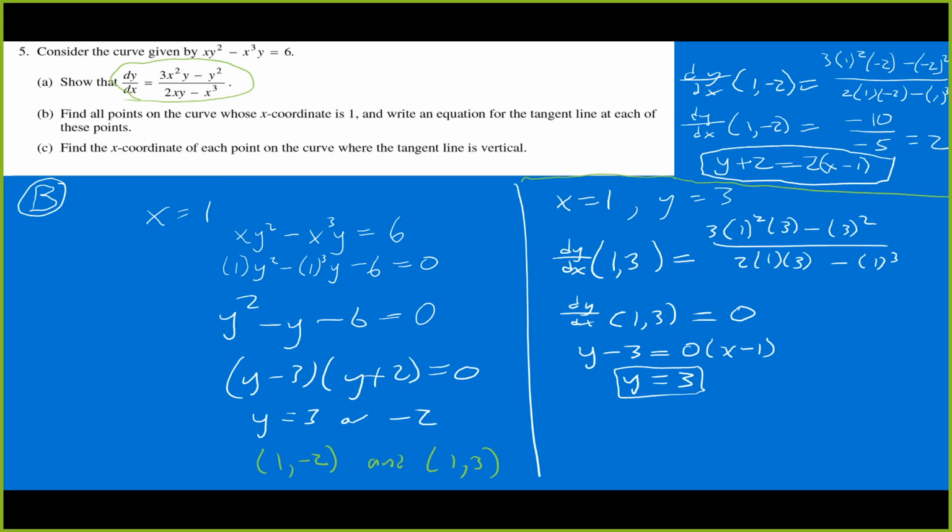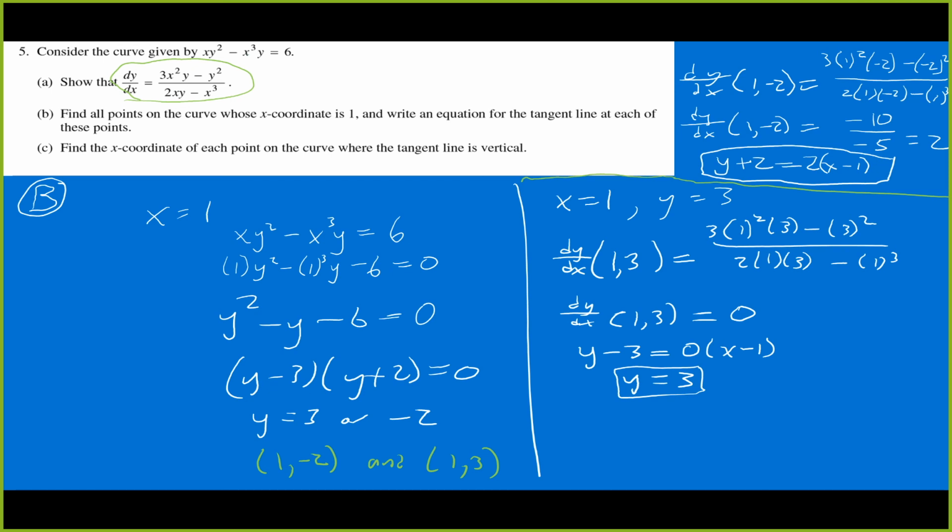Next part, a little bit more interesting. I want to find all points on the curve whose x-coordinate is 1, and then write an equation for the tangent line at all of those points. So I'm going to plug in x equals 1 into our original equation to get my y values. I can't erase because I did that last time. I'm actually plugging into this top equation because I need y values.